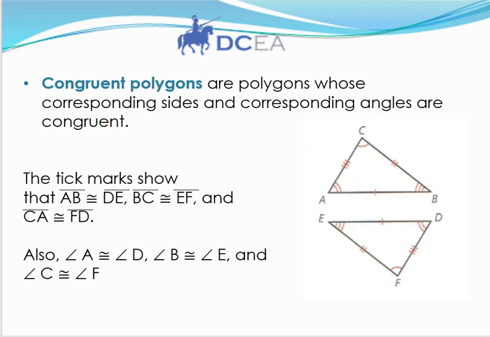The corresponding parts are indicated by the order in which the vertices are listed in the congruent statement. So this is the congruent statement. AB is congruent to DE. If we rotated triangle DEF by 180 and slid it on top of the triangle ABC, you can see the direct correspondence. So the correspondence statement would say triangle ACB is congruent to triangle DFE.